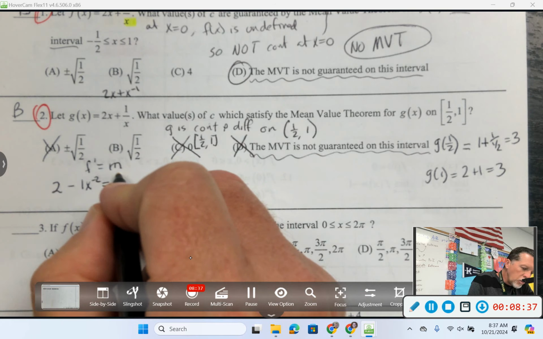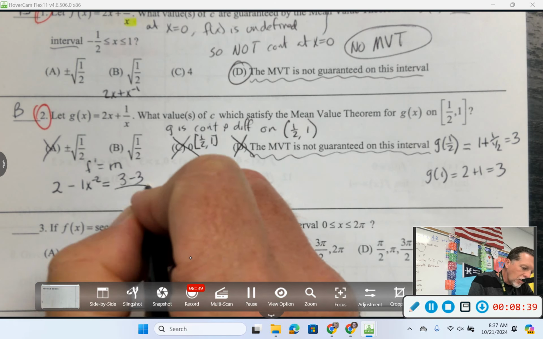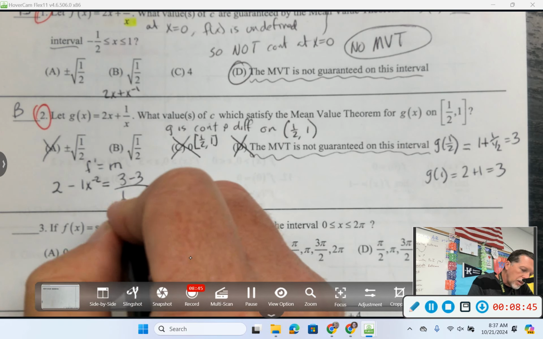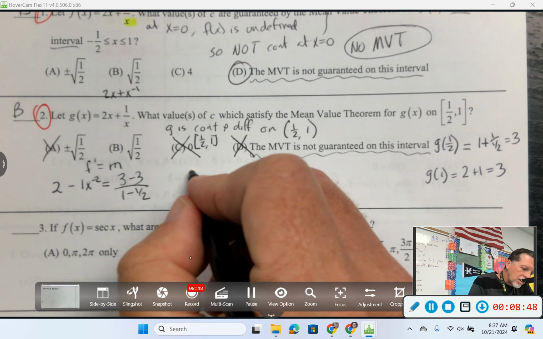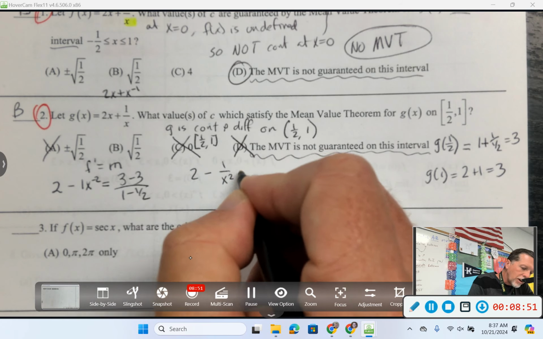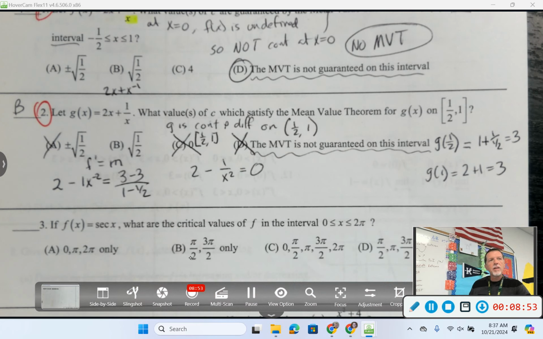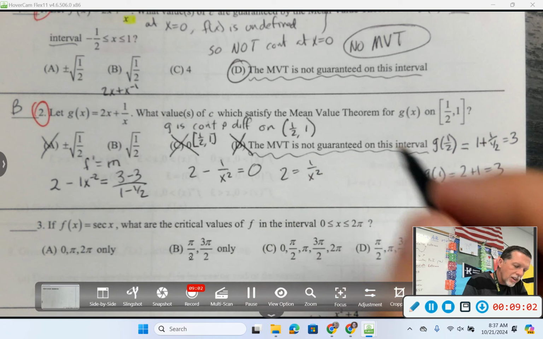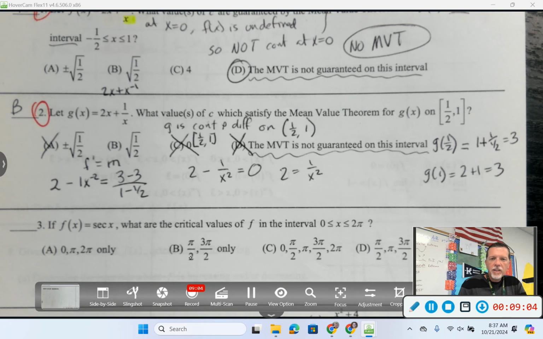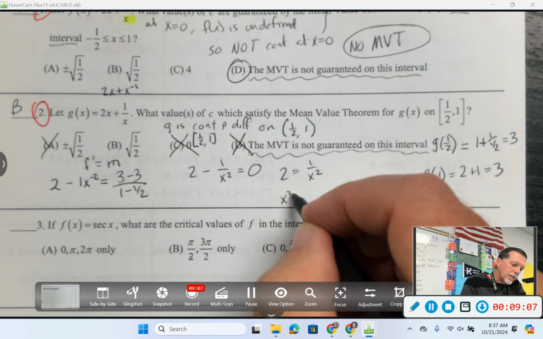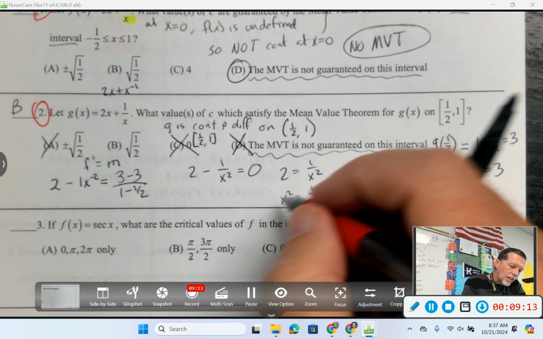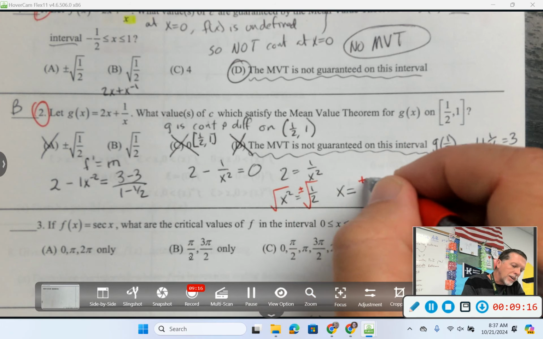So the algebra slope is 3 minus 3 over 1 minus 1/2, and it doesn't really matter what the bottom is because you've got a 0 in the top. So 2 minus 1 over x squared equals 0. That means 2 equals 1 over x squared. Multiply by x squared, divide by 2. Take the square root of both sides. That's where that plus or minus comes from.